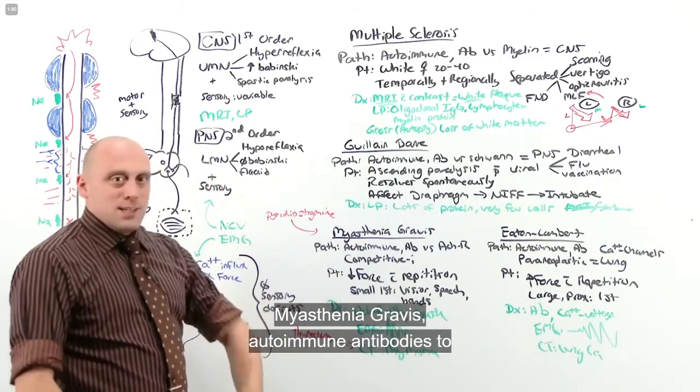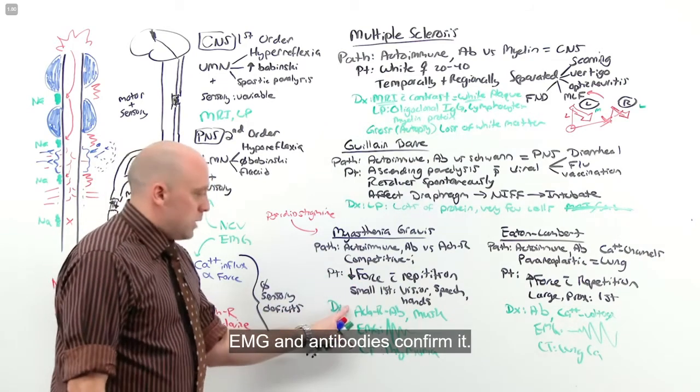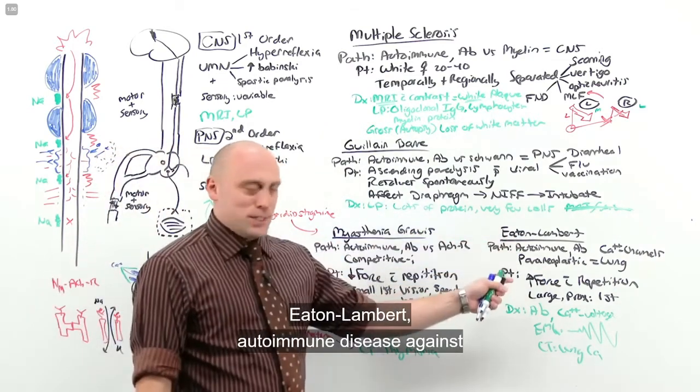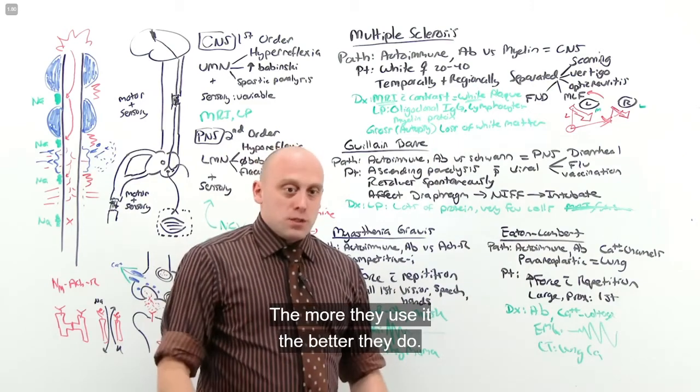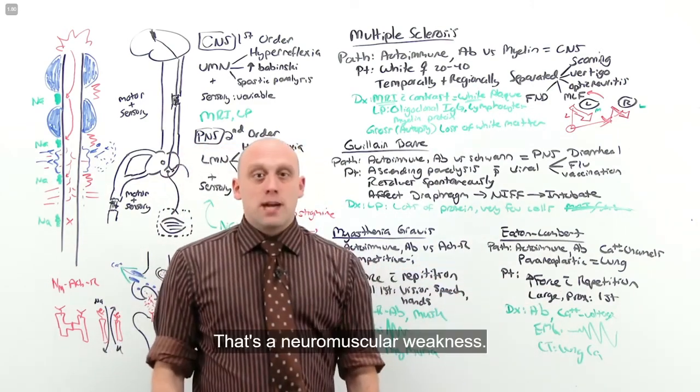Myasthenia gravis, autoimmune, antibodies to acetylcholine receptors so that repeated contractions reduce force. EMG and antibodies confirm it. Eaton-Lambert, autoimmune disease against presynaptic calcium channels. The more they use it, the better they do. So the force of contraction increases with repetition, and large muscles are affected first. That's neuromuscular weakness.